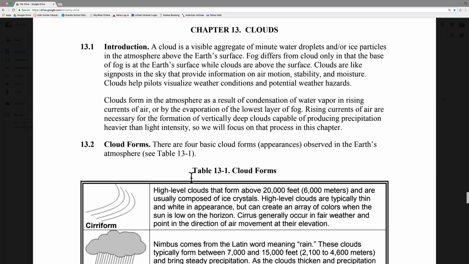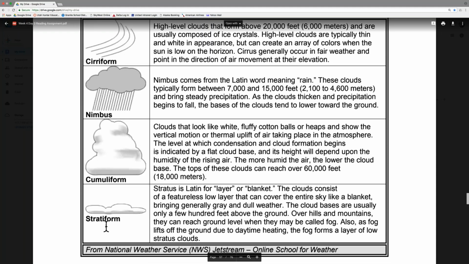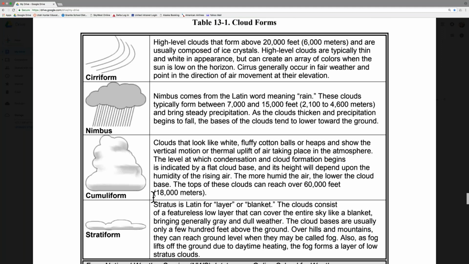So cloud types will greatly affect what weather we can expect. Like it says here, a cloud is a visible aggregate of minute water droplets and or ice particles in the atmosphere above the Earth's surface. So let's talk about the different cloud forms that we see. There are 4 basic cloud forms. We've got cirriform, nimbus, cumuliform, and stratus, right?